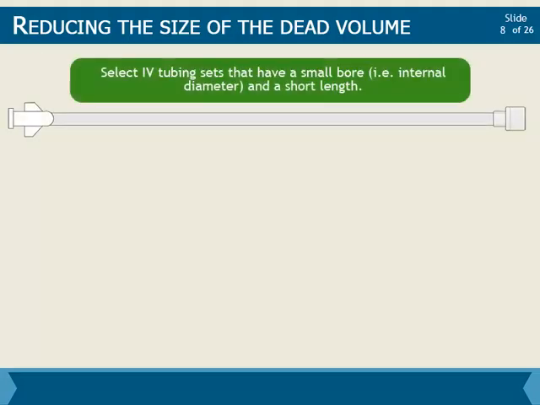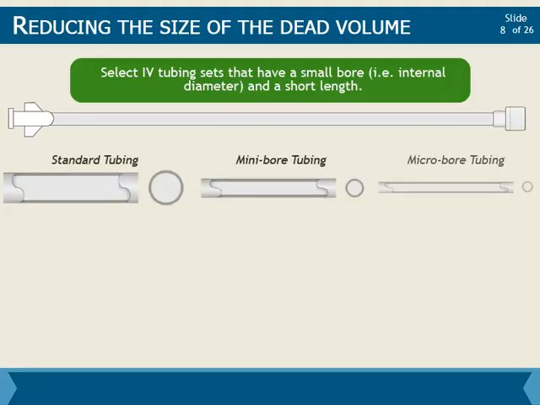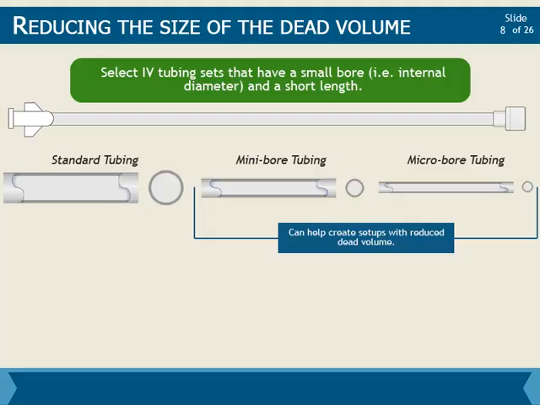You can also reduce the dead volume by selecting IV tubing sets that have a small bore or internal diameter and a short length. There are standard, mini, and micro-bore tubing sets. Micro-bore sets have a very small internal diameter, meaning their volume is only a fraction of standard tubing sets. As such, mini and micro-bore tubing can help create setups with reduced dead volume.